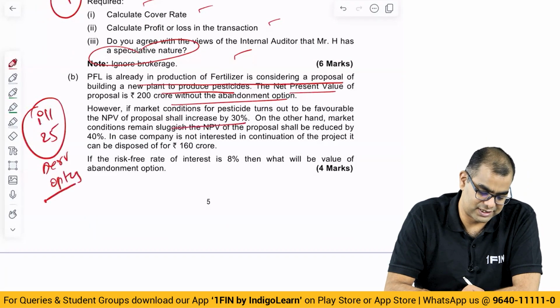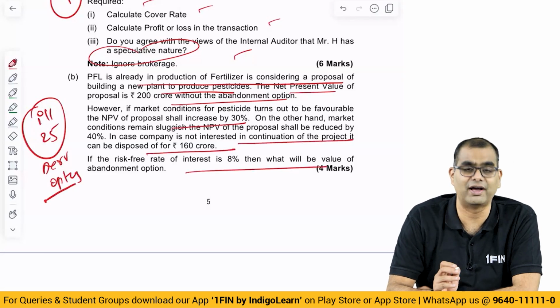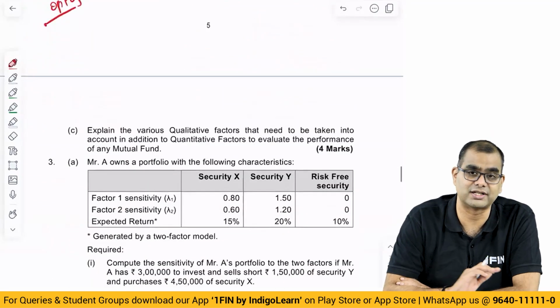NP will increase by 30%. If not interested in the continuous product, it can be disposed of for 160. The risk-free interest rate is 8%. Find the value of the option. This is straight from the P600. There's nothing that needs to be done.